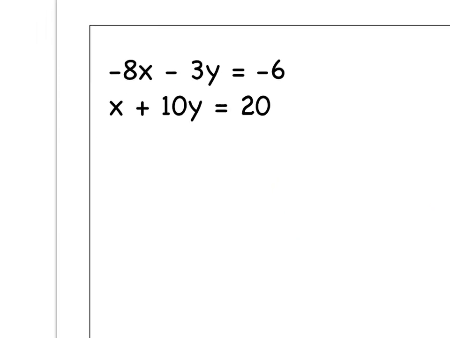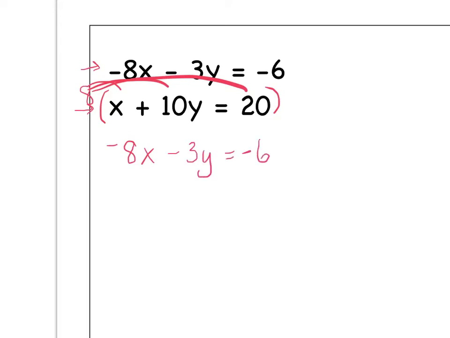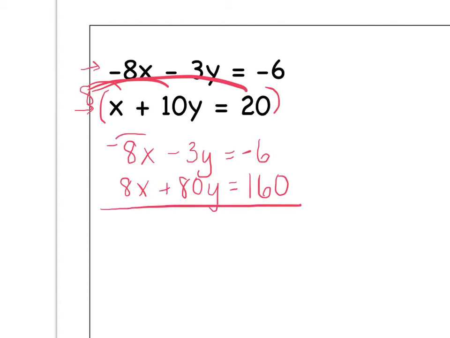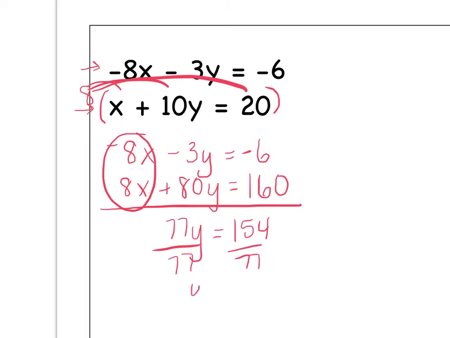Now on this next one, you'll notice that we don't have opposites anywhere. And so what we want to do is create opposites. So since we've got a negative here and a positive here with our x's, I'm going to multiply this whole bottom by 8 to create opposites. So I'm going to distribute that 8. On top, I've got my negative 8x minus 3y equals negative 6. And on the bottom, I've got 8x plus 80y equaling 160. I've created the opposite, so I've got 77y equals 154. Divide by 77, and y equals 2.